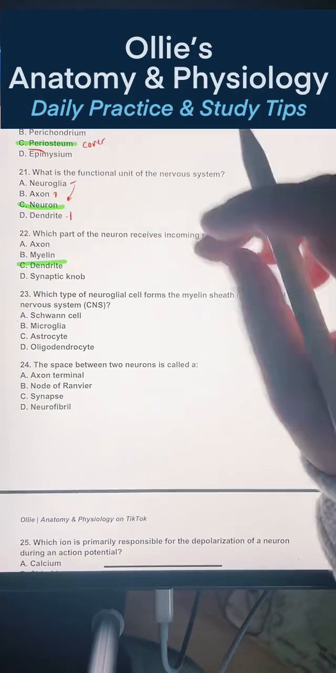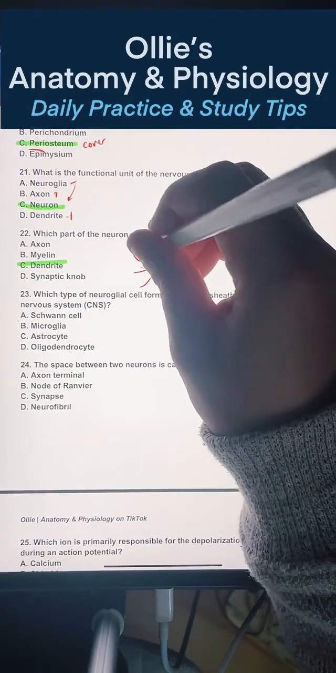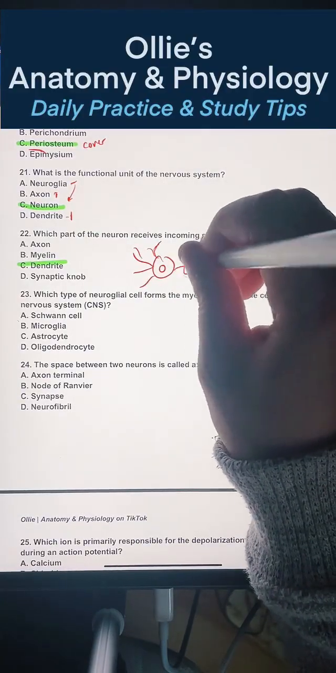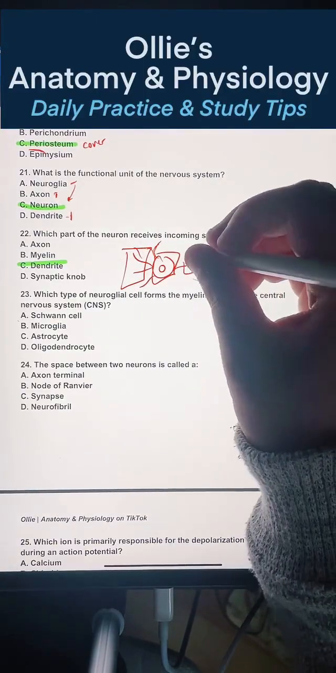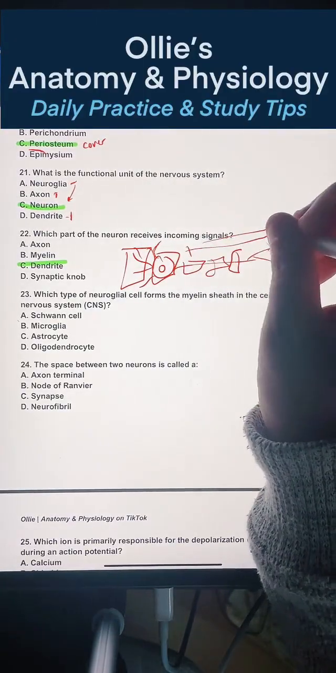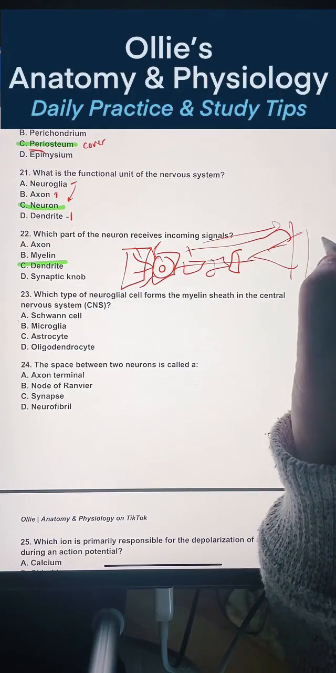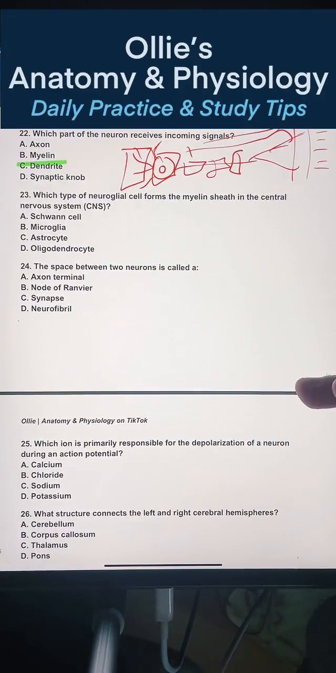C, it's a dendrite. Remember, our dendrite receives. Let's get our little axon here. Again, this is just a quick drawing. We receive it here at the dendrites. The soma, the cell body, integrates it. This is the axon, which is going to transmit it. Myelin sheath speeds it up. These are axon terminals, the synapse, and then wherever the signal's going. Number 23, what type of neuroglial cell forms the myelin sheath in the central nervous system?